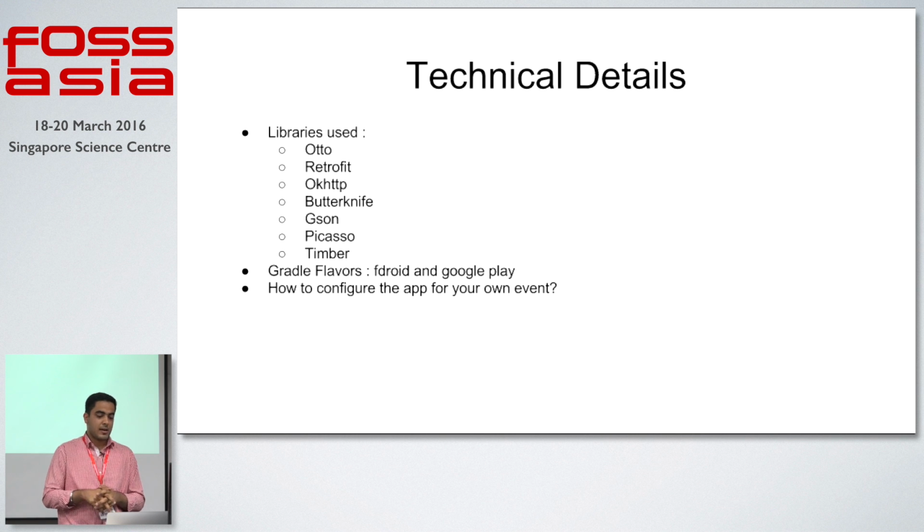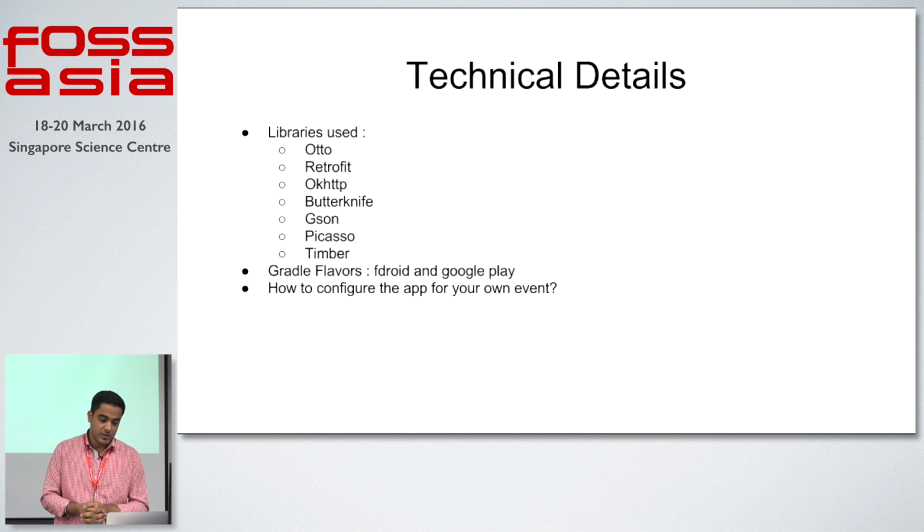And I already mentioned Retrofit and OkHttp, which are used for the REST APIs that we are using to download data from the Orga server. Butterknife is for dependency injection that we are using in some views and all. And JSON, we are passing all the data through the JSON format into the database.